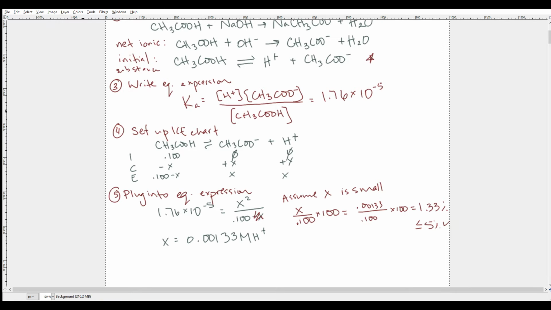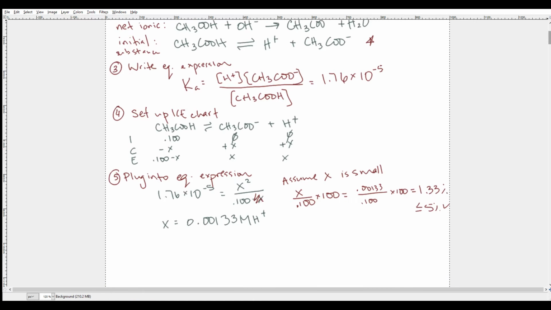On your tests, not this last one, the equilibrium one, I saw some people trying to plug in K here instead of x. Make sure you're putting x over what it's being compared to. It is not K over what it's being compared to. X over what it's being compared to.